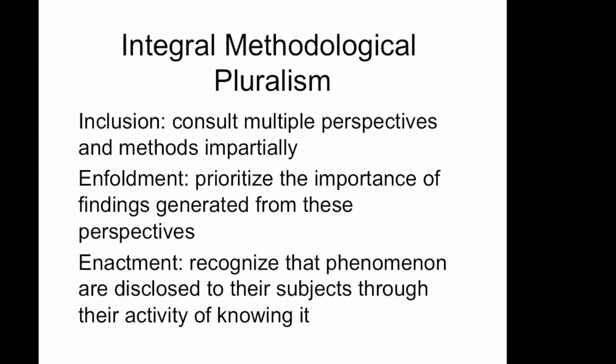And enactment is to recognize that phenomena are disclosed to their subjects through their activity of knowing it. So Wilber has this idea of epistemology, methodology, and ontology. If you look at something, you're looking at it through a methodology, and you actually have a theory of knowledge about it. So your knowledge is looking through a method, and it is seeing an object. So take, for example, empiricism: looking through a microscope, you see microbes, you see bacteria.